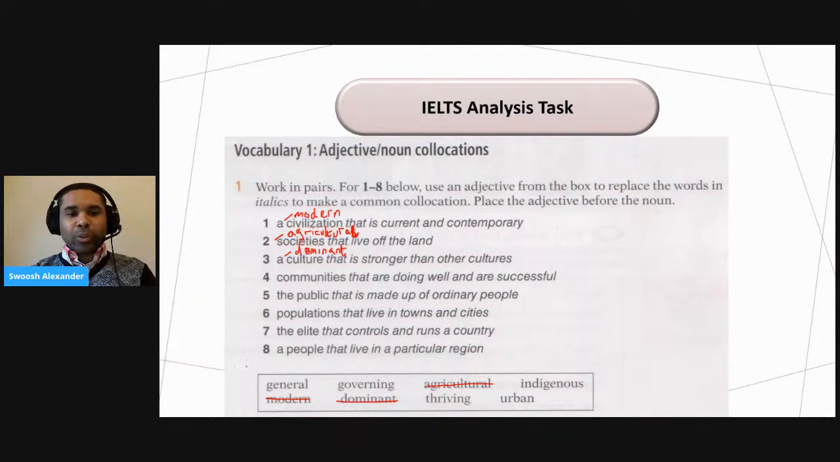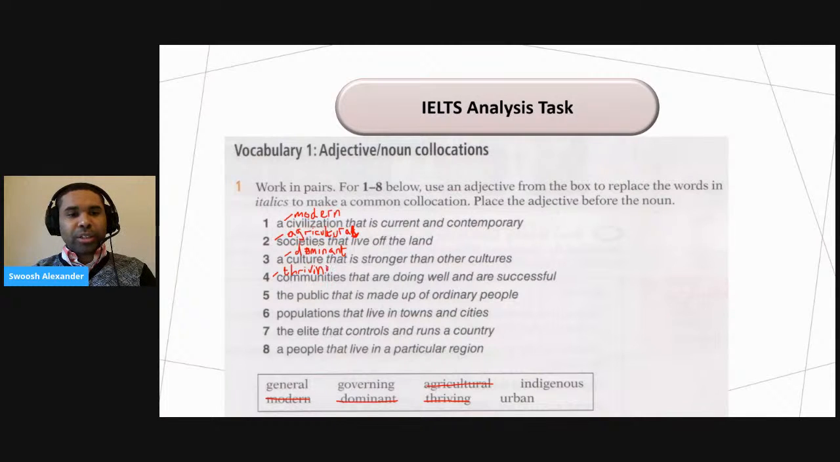Number four, communities that are doing well and are successful. Can you see an adjective in the box that fits that description? Great to see, by the way, Zab, Jel, Ninzi, Jayshree, Jay, and Koda all suggesting dominant for number three. And Koda is going for urban. Well, urban doesn't necessarily mean successful. Okay, Ninzi, Jayshree, yeah, thriving. Absolutely, yeah. So that's the adjective that fits the description there. That's a thriving community. It's a community that is doing well and is successful. Just like you're thriving in giving the correct answers to these questions.